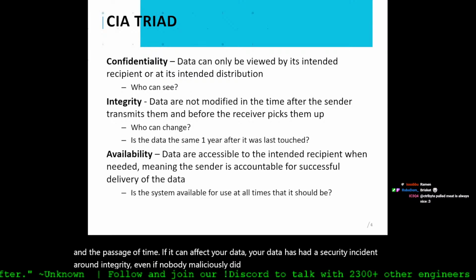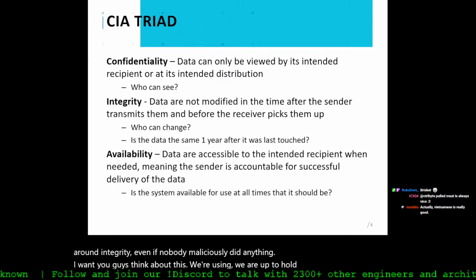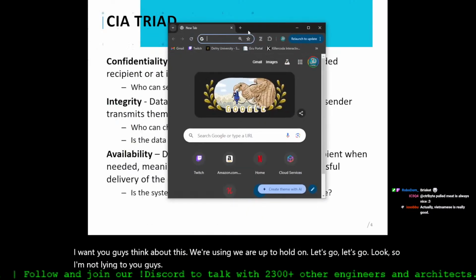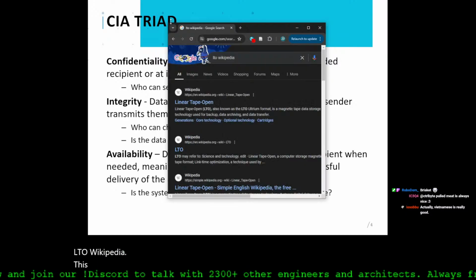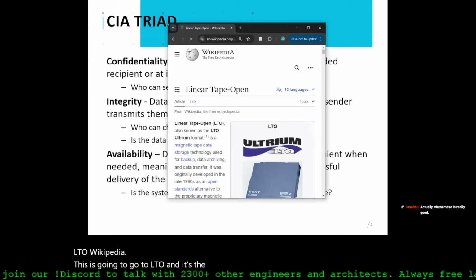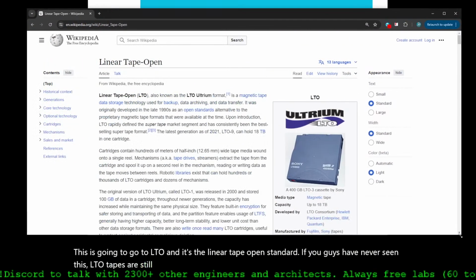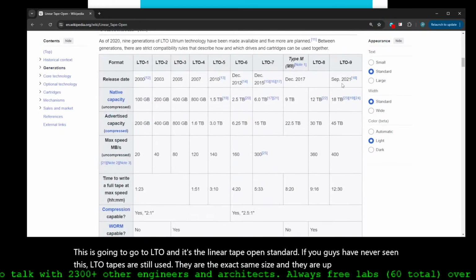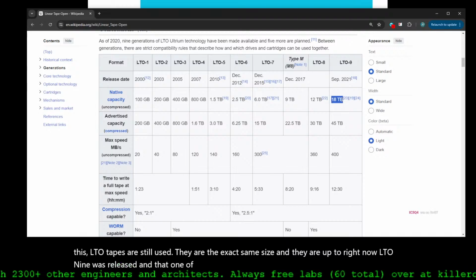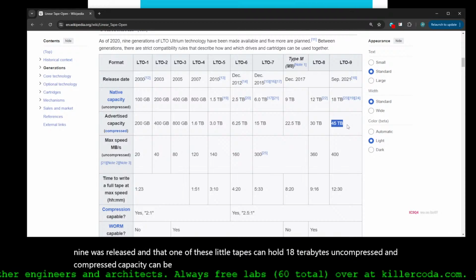I want you guys to think about this. We are up to, hold on, let's go look so I'm not lying to you guys. LTO Wikipedia. I'm just going to go to LTO, the Linear Tape Open standard. If you guys have never seen this, LTO tapes are still used. They are the exact same size, and right now LTO 9 was released, and one of these little tapes can hold 18 terabytes uncompressed, and compressed capacity can be 45 terabytes of data.